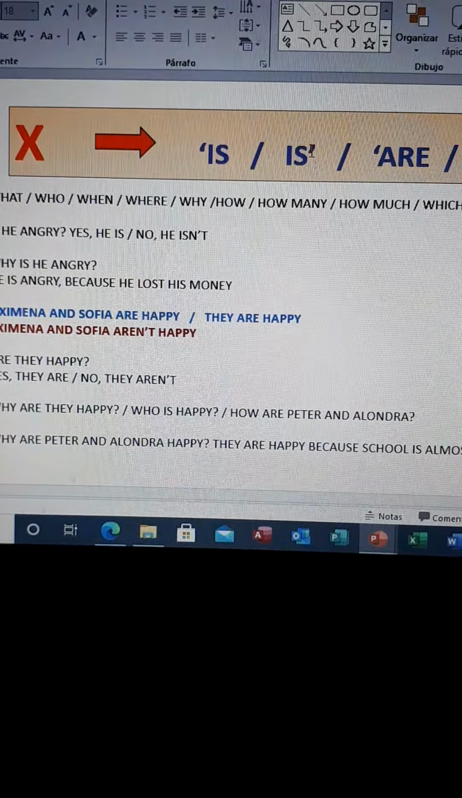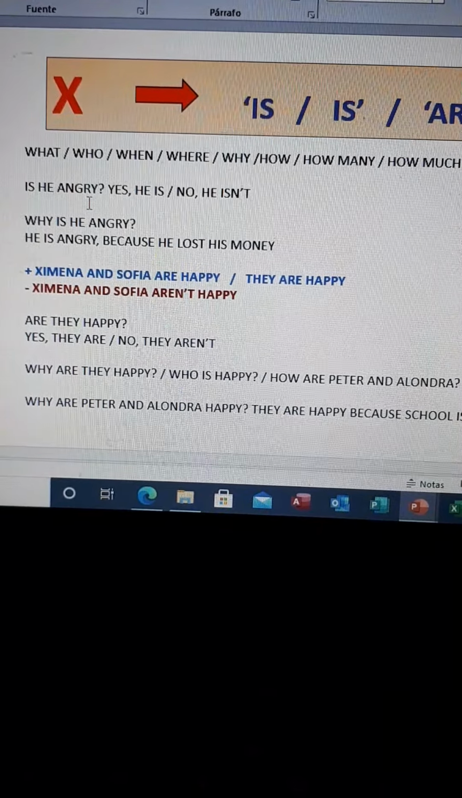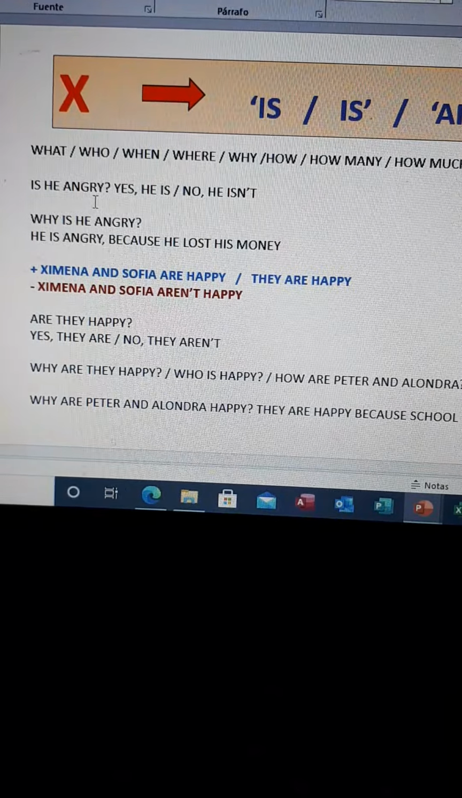Now, we have some WH questions, okay, that we have seen before. We have what, who, when, where, how, why, how many, how much, which, okay. So all of these are going to be used in a question when we have the information to work with one of these. For example, we have, is he angry? Yes, he is. Or negative form, no, he isn't. Now, we can ask, why is he angry? He is angry because he lost his money.